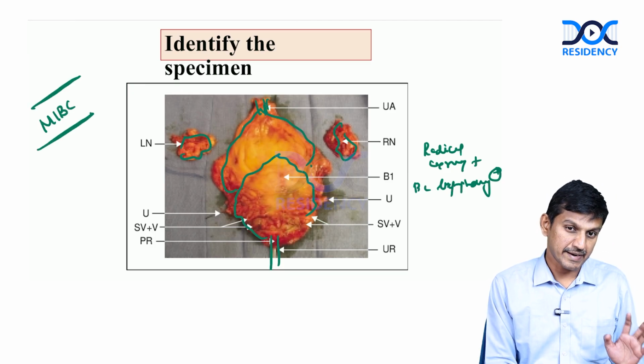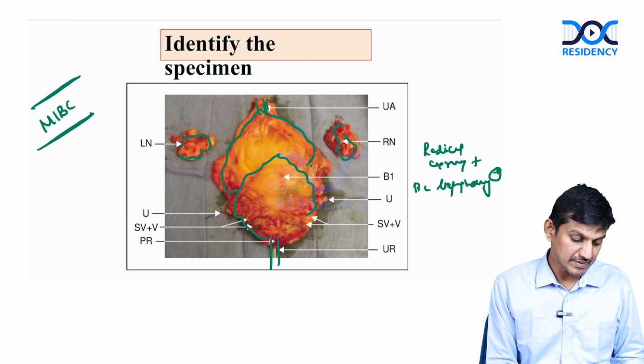Always remember, all radical cystectomies have to be combined with bilateral pelvic lymphadenectomies.